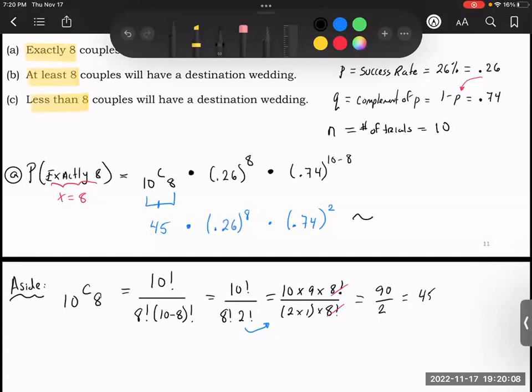You're just going to enter these 3 numbers now into your calculator, and then you can round it to, let's say, 3 or 4 decimal places. So what is 45 times 0.26 raised to the 8th power times 0.74 squared? What is this equal to when you enter this into your calculator? Oh, we're going to run into a problem.